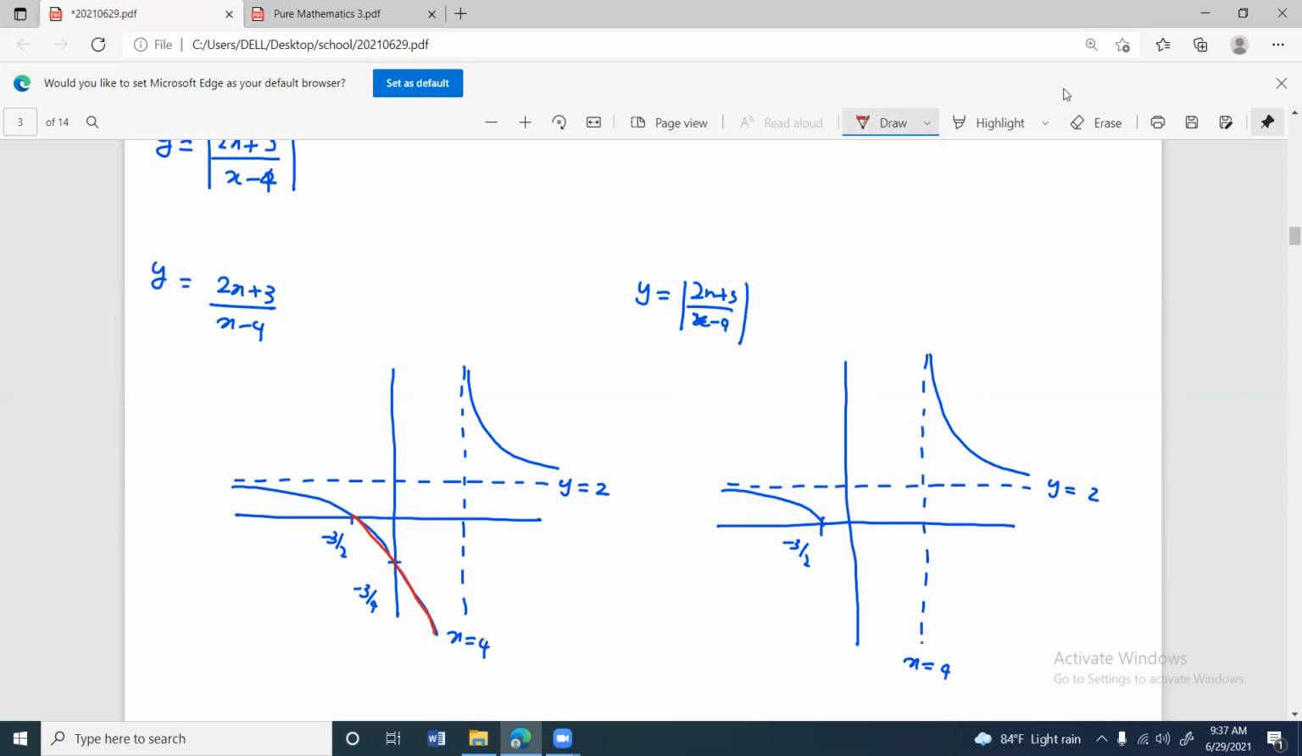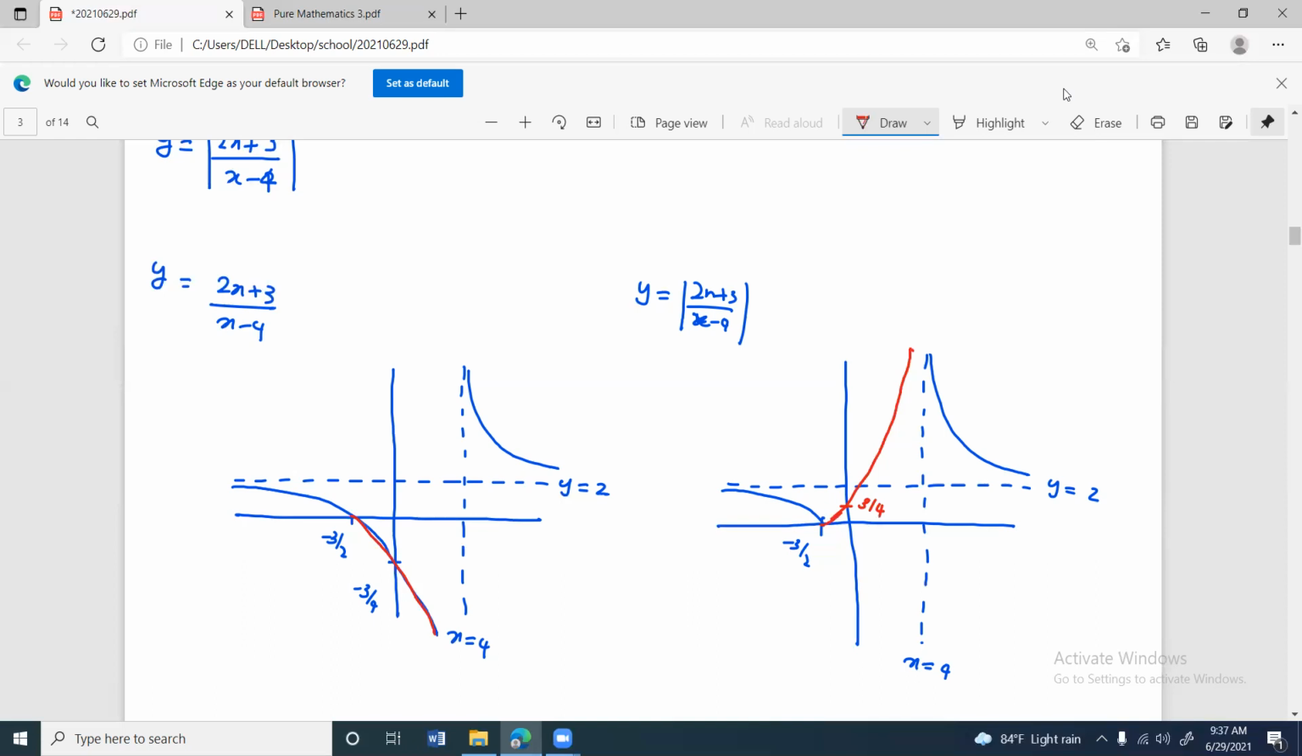So this reflection goes to 3 over 4. Minus 3 over 4 is here. It's turned up to plus 3 over 4 and it goes like this. That's the shape of the graph we should know.